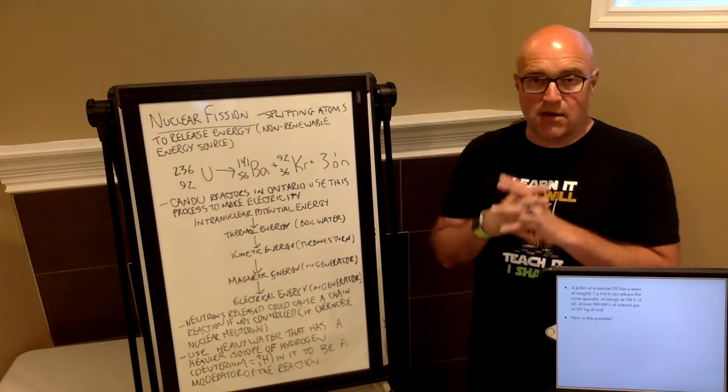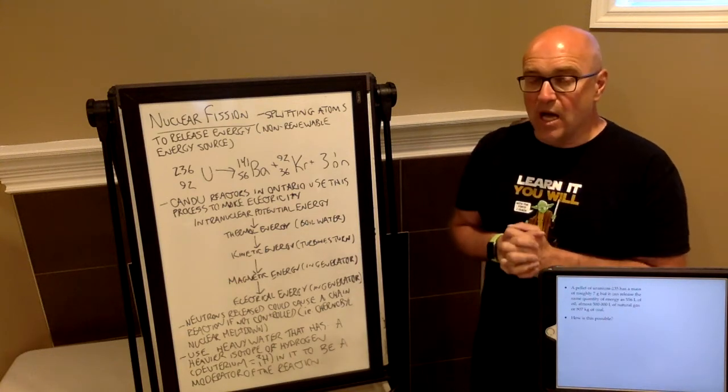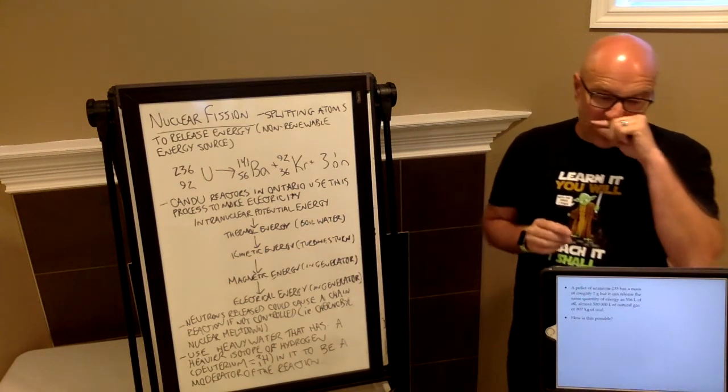So just to give you an idea, a small pellet of uranium has a mass of roughly 7 grams.